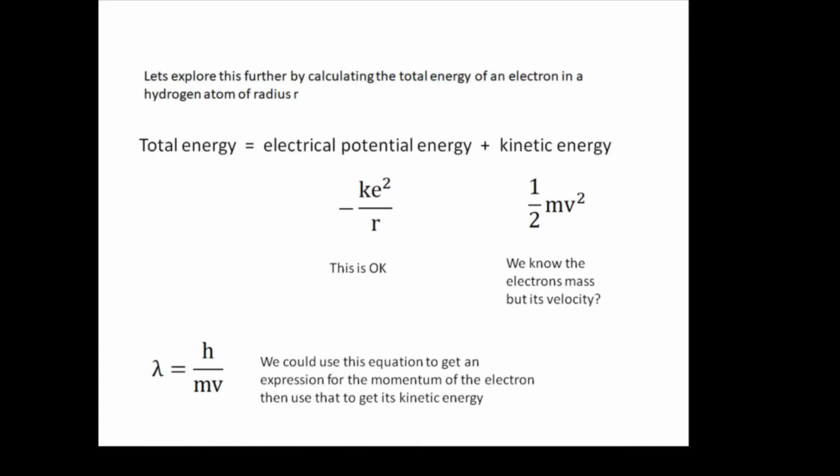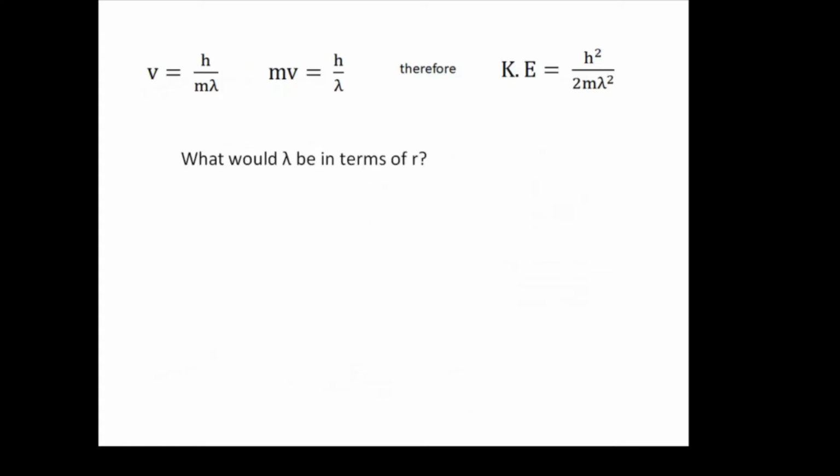Lambda is our wavelength, the wavelength of the electron. So that's the wavelength in terms of the momentum. We could use this equation to get an expression for the momentum in terms of its wavelength. We get first the velocity, then the momentum, multiply them together, and that's mv squared, then divide by 2, and you've got a half mv squared. And so the kinetic energy is h squared over 2m lambda squared.